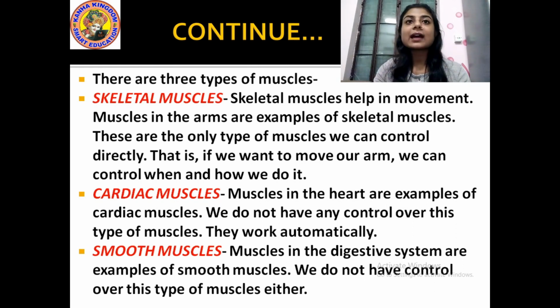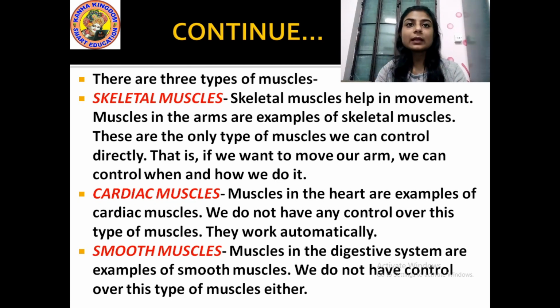These are the only type of muscles which we can control. If we want to move our arm, we can control when and how to do it. We can control the movement of our arms and legs. That is why skeletal muscles are also called voluntary muscles. Voluntary muscles are muscles which you have control over.